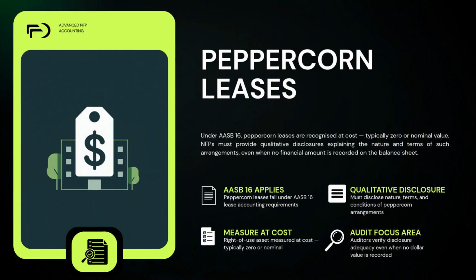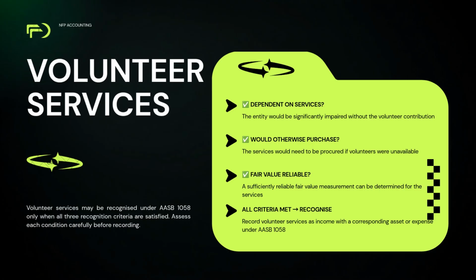Peppercorn leases, AASB 16. Many NFPs rent council buildings for $1 a year. While the AASB currently provides temporary relief allowing NFPs to measure these right-of-use assets at cost, essentially zero, you must still provide extensive qualitative disclosures about your dependency on these concessionary leases.